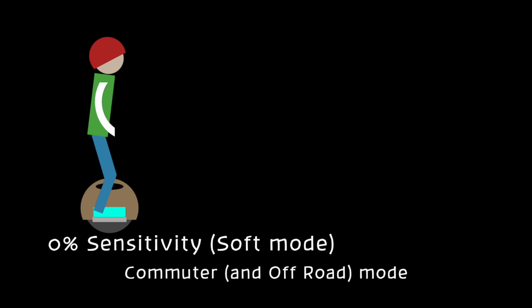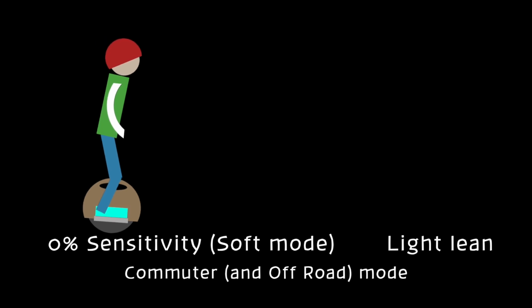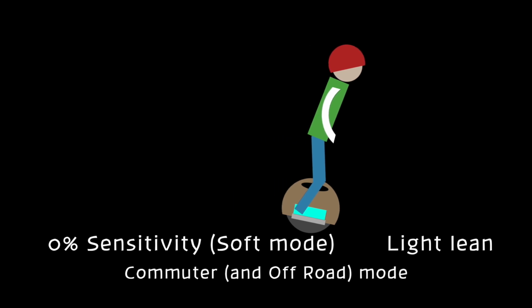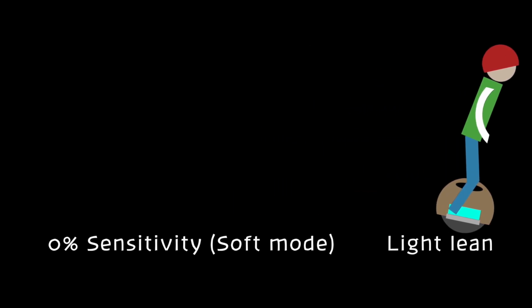Then we adjust the sensitivity to a low value. Now the differences between commuter and off-road will start to appear. First, we accelerate slowly. The rider leans forward and the wheel also tilts forward. The ankles stay in a normal angle, and this is an effortless mode to ride with because the wheel lets you fall forward a bit before trying to catch you.